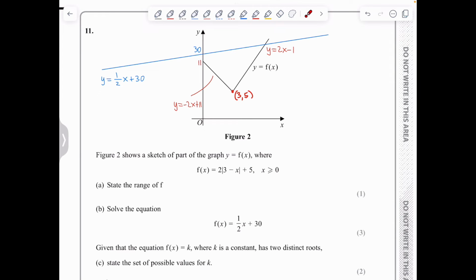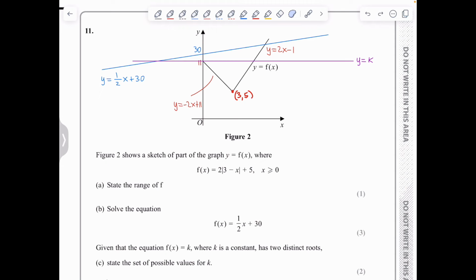And then in part C, we have that the equation f of x is k, where k is a constant, has 2 distinct roots, and we need to state the set of possible values for k. So if we think about it, we are looking at a horizontal line, y is equal to k, and we're trying to make sure that we've got 2 distinct roots. So we know that if we are below the vertex, below the 5, then we have no roots. Then if we are exactly at the vertex, it's going to be 1 root, and then it's going to be 2 roots throughout until we go through the 11, the y-intercept. So at that point, we've got exactly 2 roots, and then from that point onwards, it's just a single root.